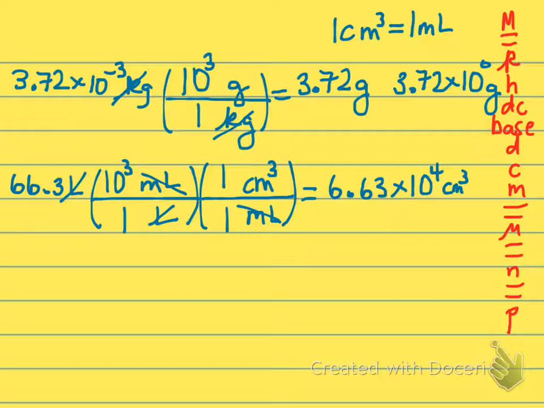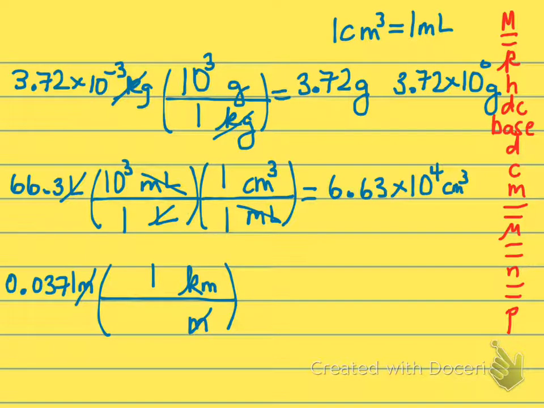And letter G, 0.0371 meters. We want to know how many kilometers that is. So meters goes in the denominator, kilometers goes in the numerator. A kilometer is larger and it's 10 to the third. So I need to divide. So 0.0371 divided by 10 to the third, which is 1,000. Gives you 3.71 times 10 to the negative fifth kilometers.